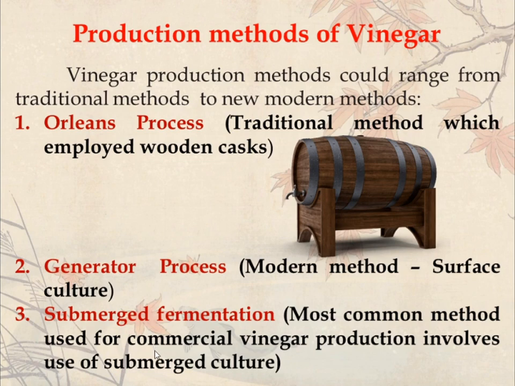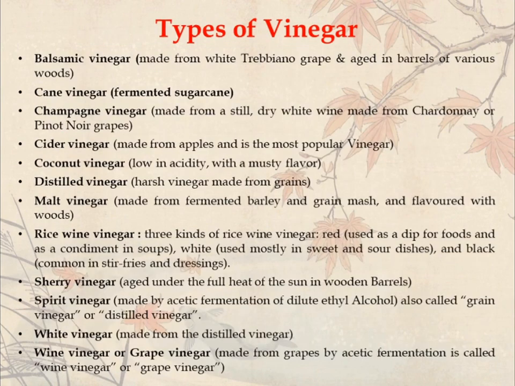And the final step is filtration. The final product, that is acetic acid, is filtered and pasteurized so that it can prevent bacterial growth and stop the enzymatic reactions, as the whole process takes only 1 to 2 days. So this method is mainly used by big industries.